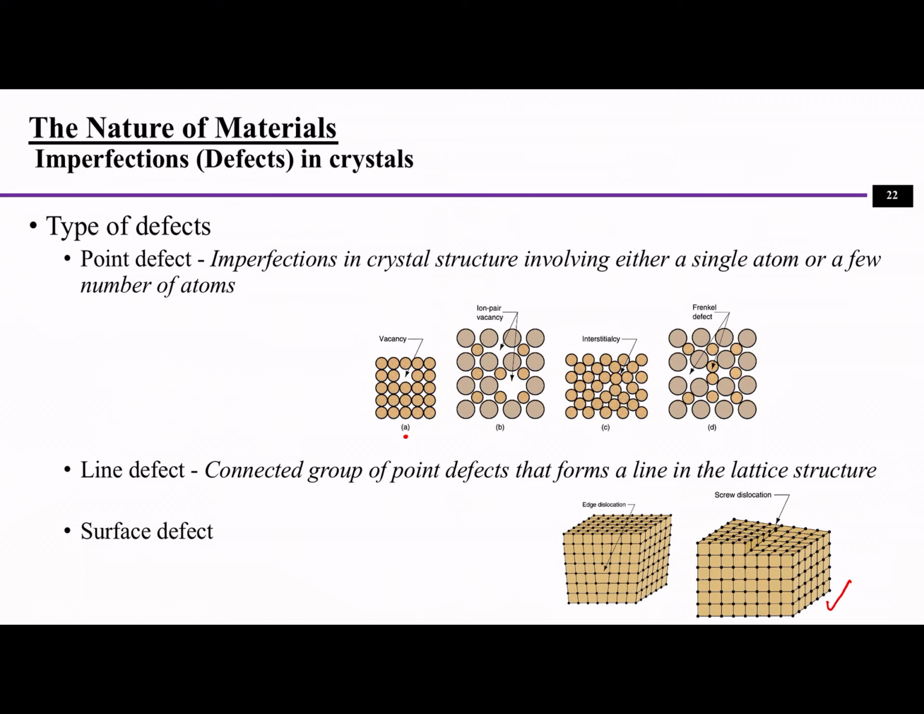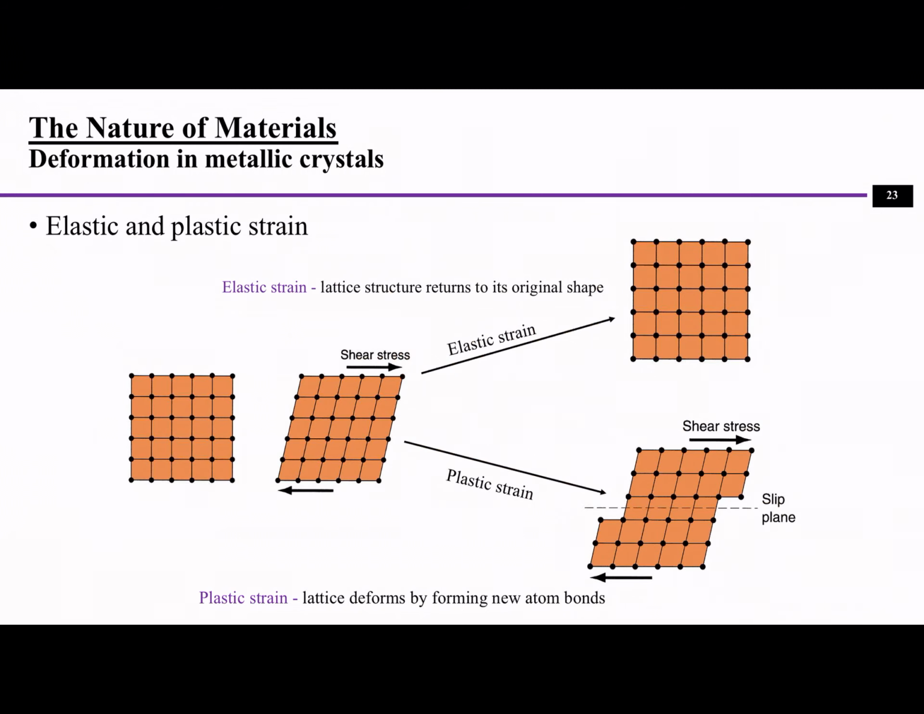Those defects usually affect either the surface or the mechanical properties of the material as well. Because missing atoms will affect the forming of the structure. If the structure has defects, it will affect the mechanical properties.